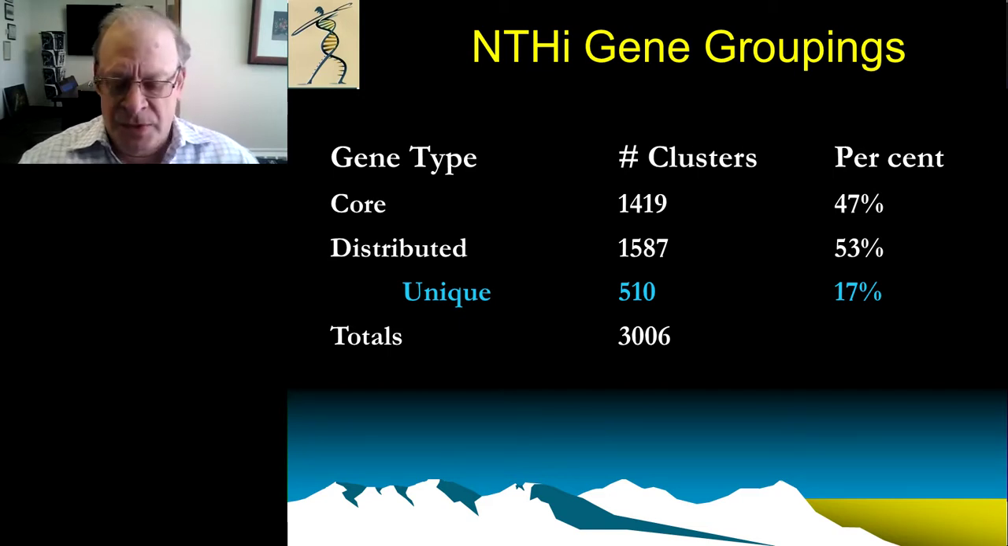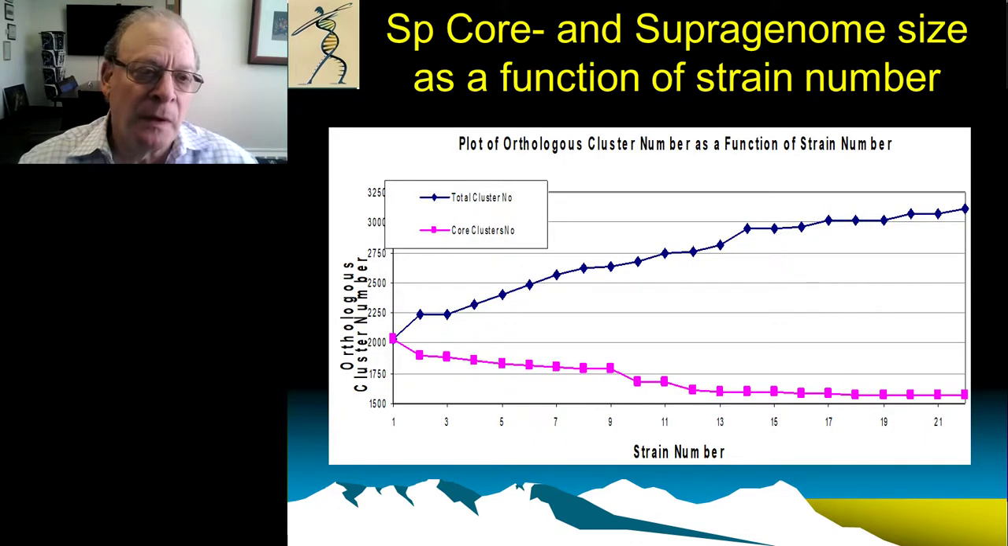And so even with just 24 genes sequenced, we can see that the core genome is smaller than the distributed genome. The core genome makes up 47%, and the distributed genome makes up 53% of the pangenome, or the supergenome. And of that distributed genome set, 17% are unique, that is, they're found in only one strain.